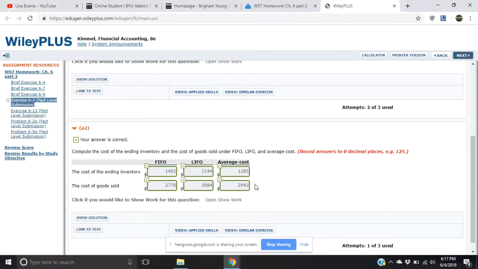And the cost of goods sold, which is 4,228, the cost of goods available for sale, we subtract 1,285. And when we subtract those numbers, we get 2,943.